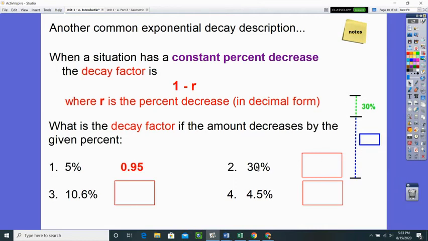Kind of drew the picture for this one over here. This is saying that 30% dropped off. So what percent is remaining? 70%, which would give you a decay factor of 0.7. Can you fill in these last two with the decimals?